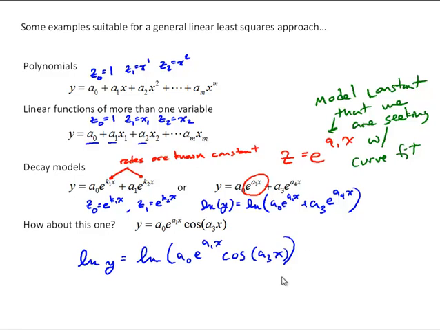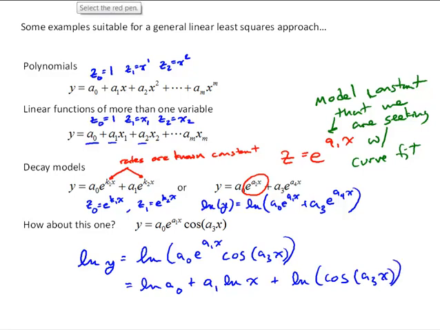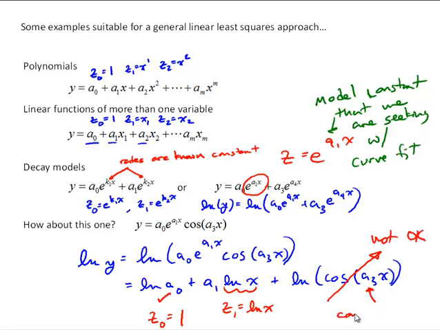And we can use that product rule for natural log. So this is equal to natural log of a0, which we could just define as some new constant, plus a1 times the natural log of x plus natural log of cosine a3x. So this one is okay. We could have a z0. It's just a constant, so we can just redefine that, and z0 equals 1. This one is okay. We could have a z1 equal to natural log of x, but this one is not an okay basis function because the constant is inside the function. So just beware of that when you're evaluating whether or not a mathematical model is suitable for this approach.